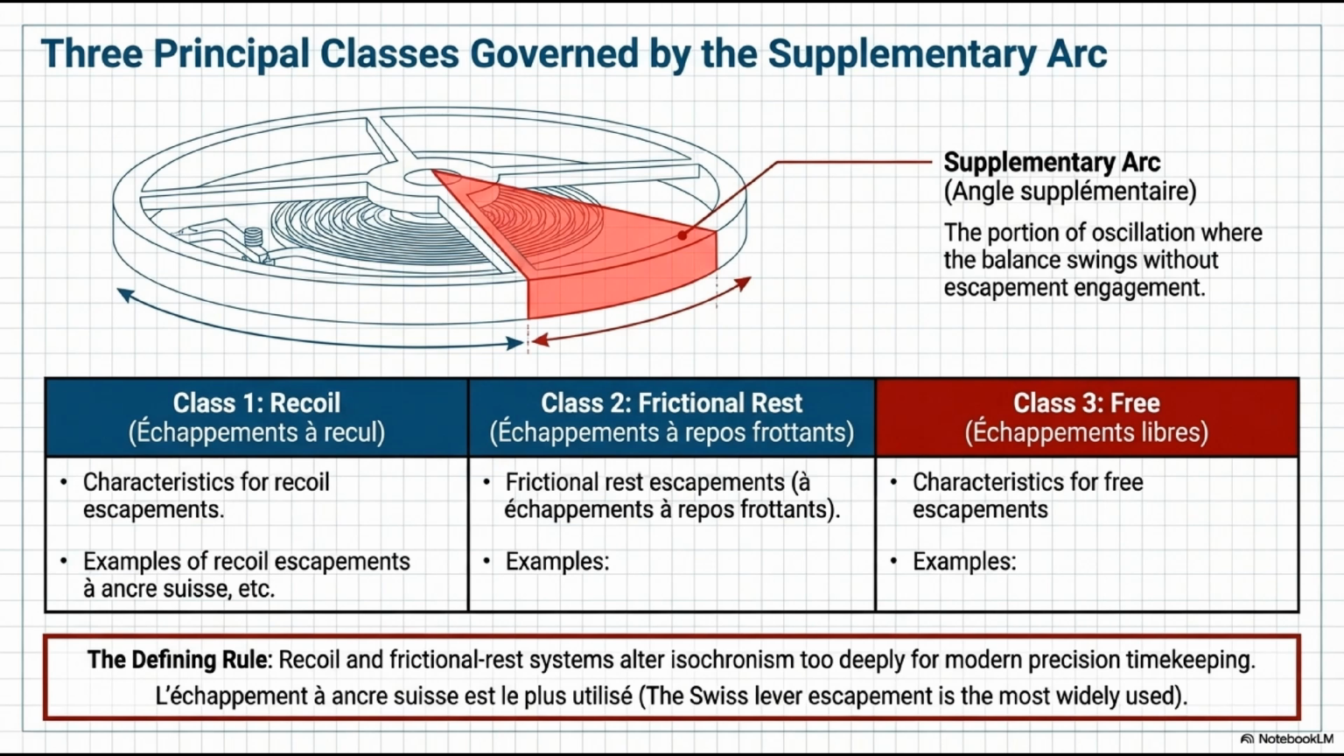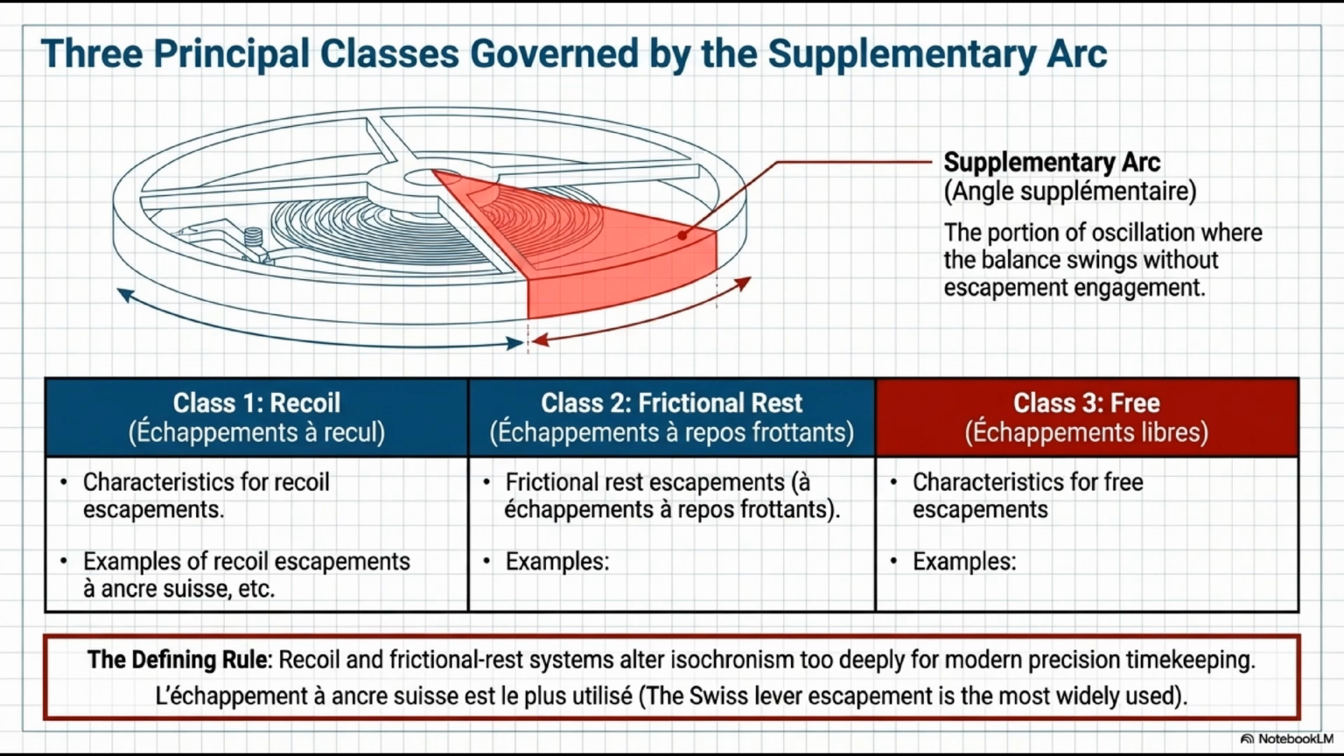Class 3, free escapements, échappements libres. During the entire supplementary arc, both the escape wheel and the pallet fork are held completely at rest, and the balance oscillates with zero physical contact from either component. The Swiss lever escapement is the preeminent Class 3 design. Within Class 3, the detent escapement, the English lever, and the pin pallet also belong.